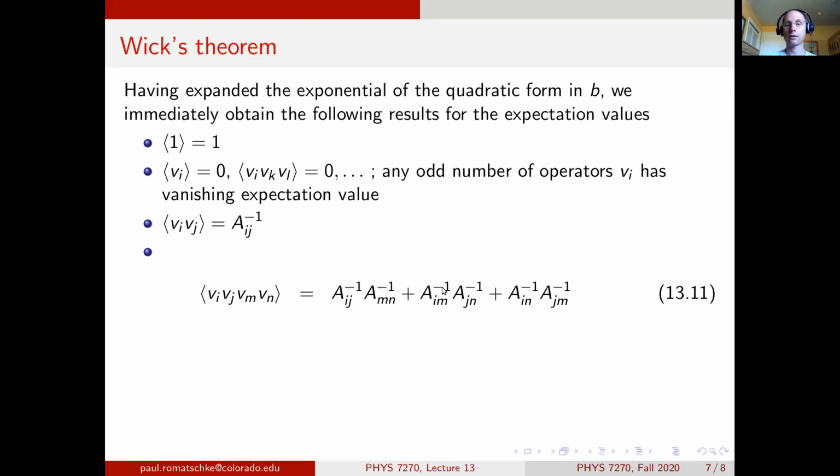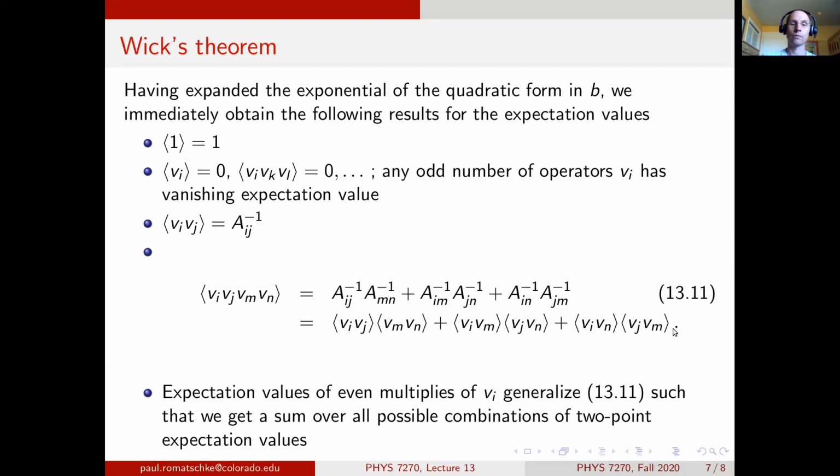However, note that these individual inverses of these matrices are nothing else but the result of calculating the 2-point functions. So we find that a 4-point function naturally separates into the sum of all possible combinations of 2-point functions that we can build. Higher order expectation values, meaning even multiples of v, just generalize this result, such that an arbitrary correlation function that is an even multiple of v is given as the sum of all possible combinations of the 2-point functions contained in this expectation value.